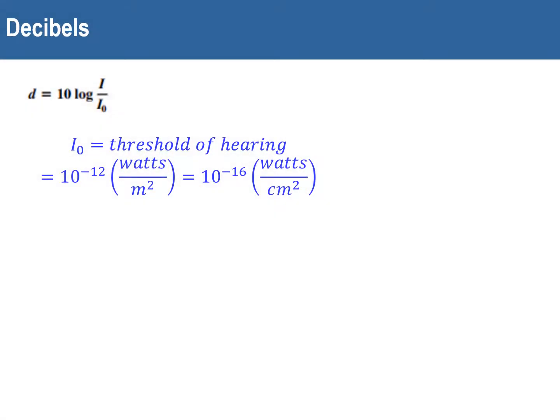Now in physics, when we're doing sound, we talk about decibels. And the decibel scale is a logarithmic scale. It's defined to be 10 times log of I over I naught, where I naught is the threshold of hearing. And depending upon your units, it's either 10 to the negative 12 watts per meter squared or 10 to the negative 16 watts per centimeter squared. The good news is I'm either going to tell you what I naught is or I naught is going to cancel.